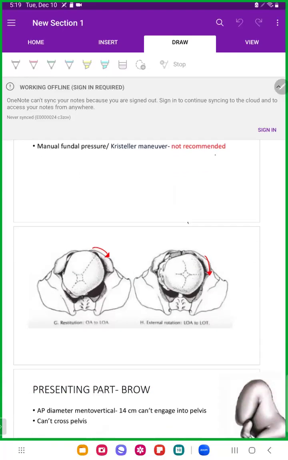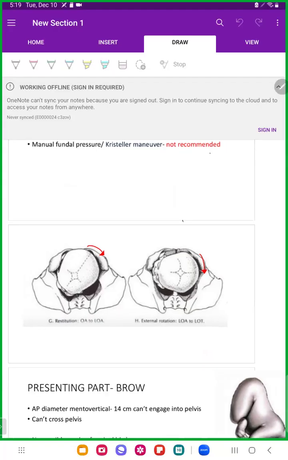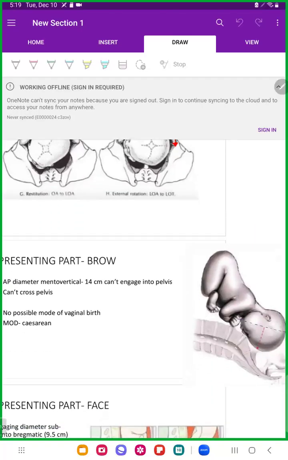Next is external rotation. So why does external rotation occur? External rotation occurs to bring the shoulders into anterior-posterior diameter. Okay. So to bring the shoulder in anterior-posterior diameter, external rotation occurs, and finally the baby is delivered by expulsion.